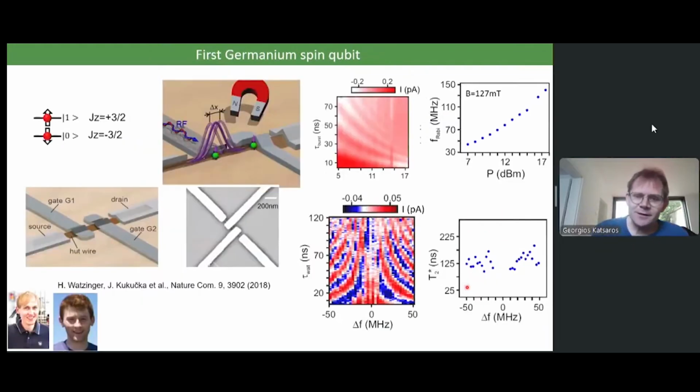So now I will do a very fast detour. My group initially was not working with two-dimensional structures, about which I had been speaking about so far. We made the first germanium spin qubit back in 2018 with a structure which is called a hot wire. So this is a cartoon picture. What is here in dark brown is a type of a nanowire which has a height of 2 nanometers and a width of 20 nanometers.